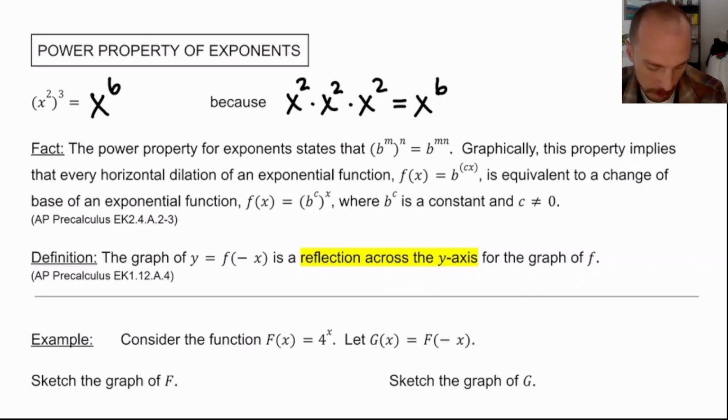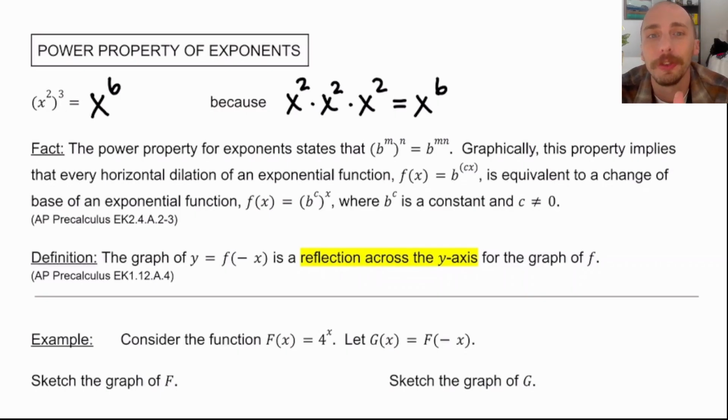Graphically, this property implies that every horizontal dilation of an exponential function is equivalent to a change of base of that exponential function. And we don't really need to know what change of base looks like. And we've decided, pre-cal teachers at my campus, we're going to talk about horizontal dilations later when we have trig graphs, and actually it makes more sense to horizontally dilate things.